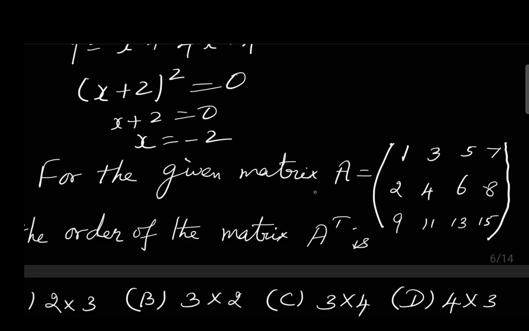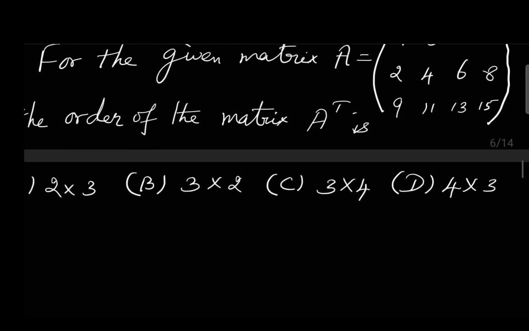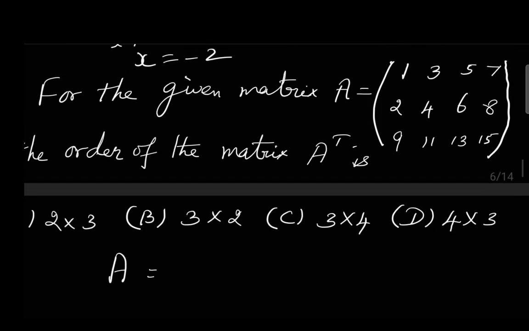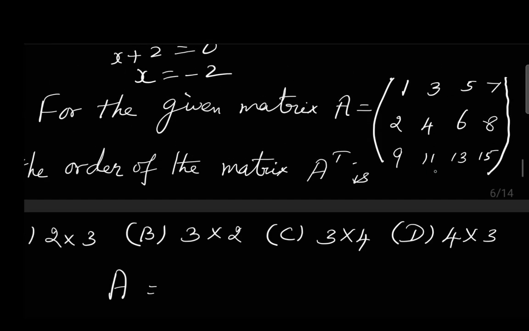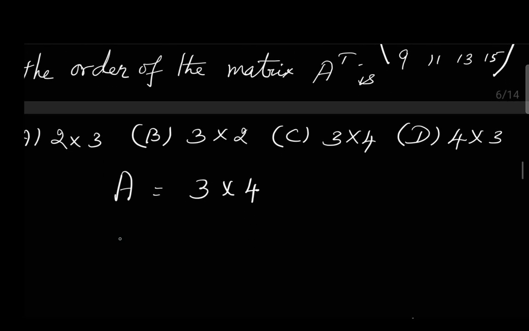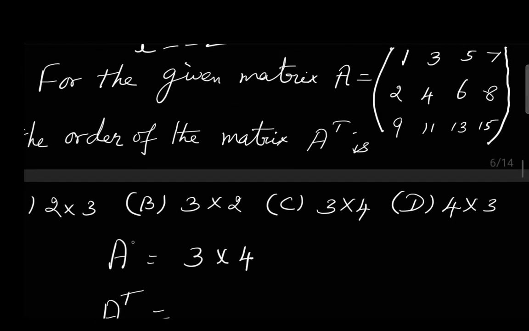For the given matrix A, the order of the matrix A transpose. See, actually first you take the order of the matrix A. Actually order of matrix is 3 rows and 4 columns, 3 by 4. So A transpose: we just interchange the rows into columns and columns into rows. I make column as row and row as column. So the order will also be changed, 4 by 3.